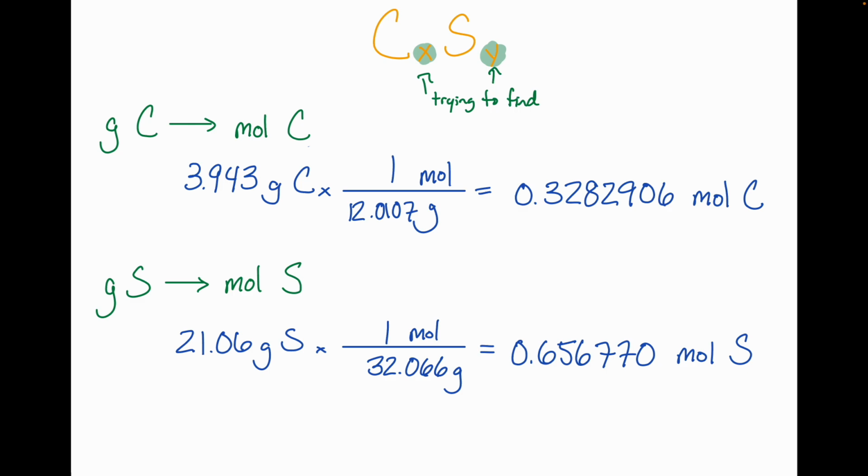And what do we need in our formulas? We need whole numbers, right? Counting numbers, 1, 2, 3, 4, 5. We're not allowed to have decimals in our chemical formulas. So there's a way that we can turn these numbers here that are ugly into something that will let us see a little bit more easily what that ratio is.